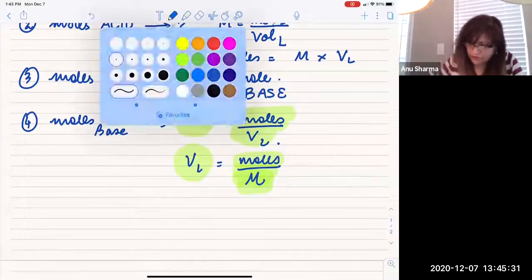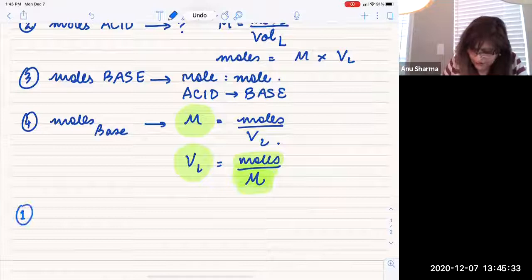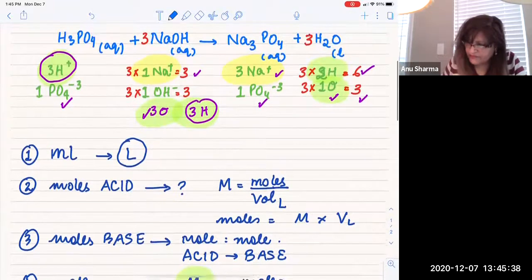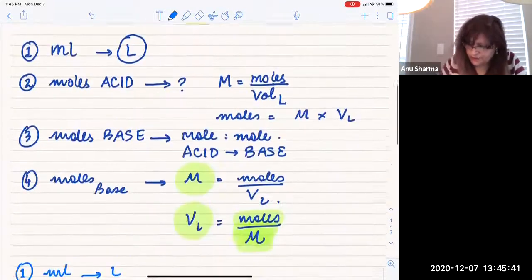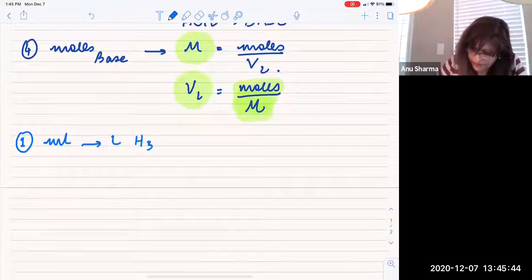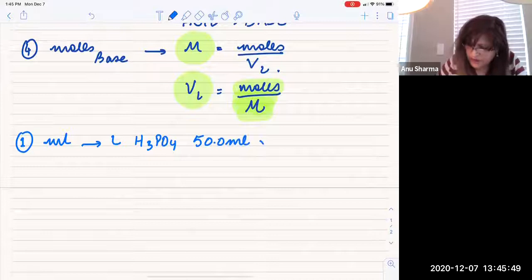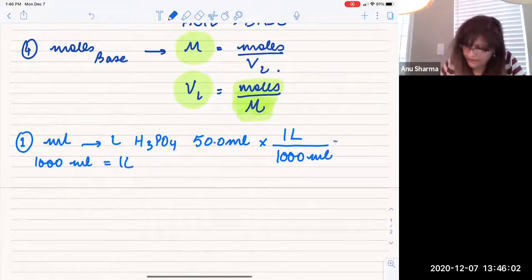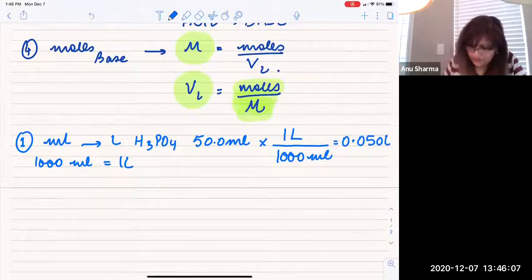So first step is to convert the milliliters to liters, and we are given how much? 50 milliliters of H3PO4. So H3PO4, 50.0 milliliters times 1 liter over 1,000 milliliters. Remember, 1,000 milliliters is equal to 1 liter. Okay, so what do you get here? 0.050 liters. Okay, so this is the first step.